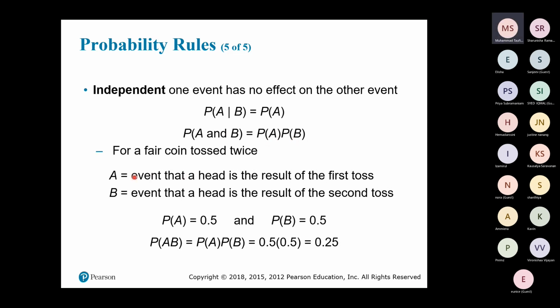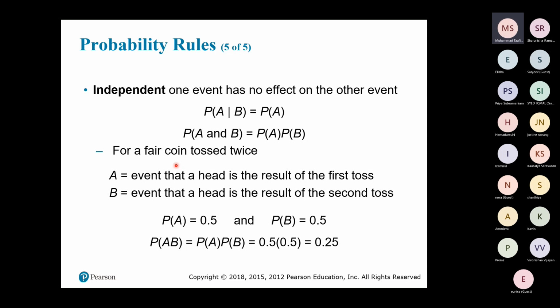For example here, what is the probability that, if you toss the coin twice, you will get heads on both tosses? Because the events are independent of each other: the first toss will not influence your second toss. So it is an independent event.